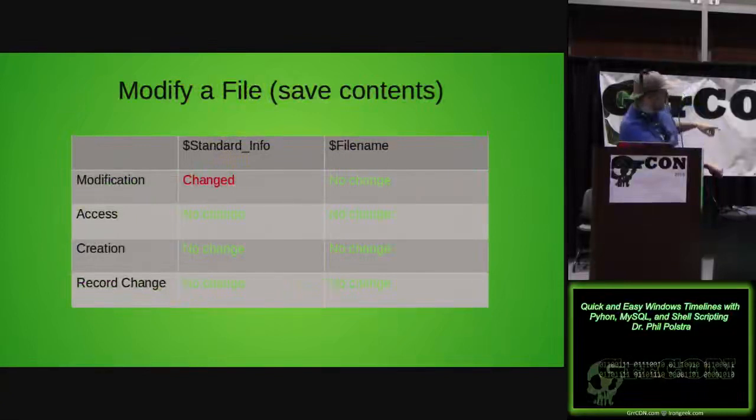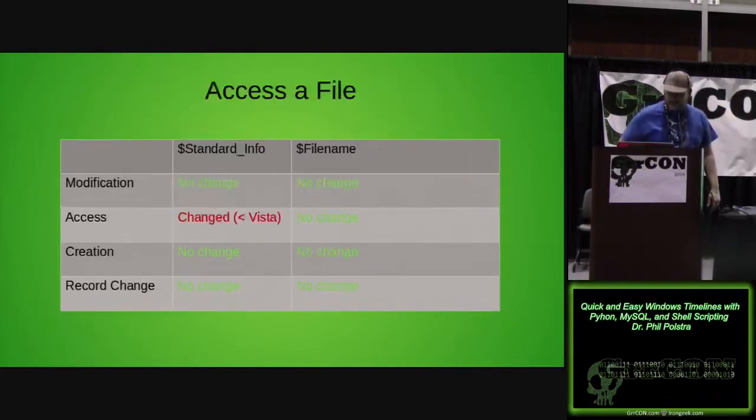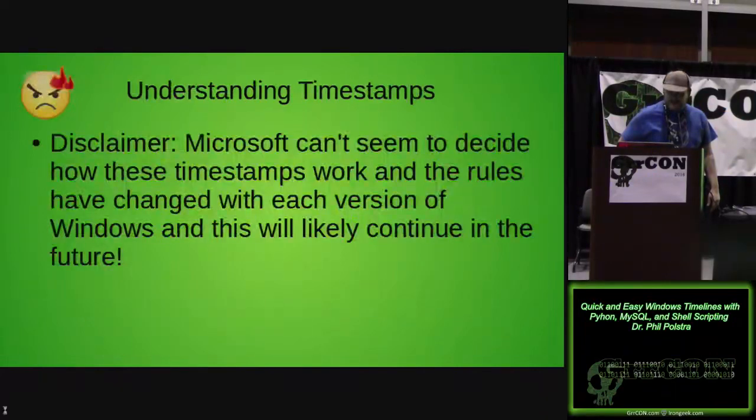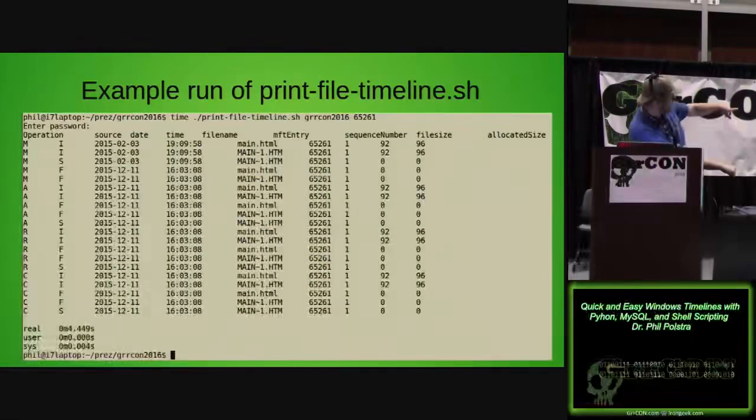So this file was modified, and according to this, the standard info should change. All right, so if we go back, here we can see that the standard info changed and those index buffers changed. So that tells me this is actually correct. If I looked at the file name attributes and those had also changed based on my little table, that would be incorrect. So that would indicate to me that someone manually manipulated this information.